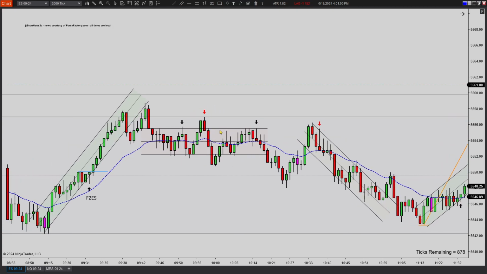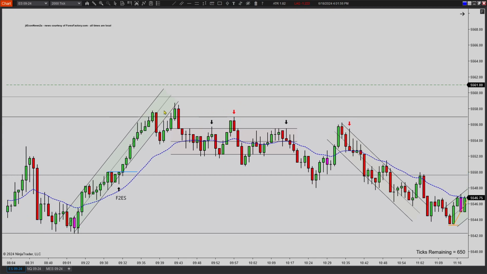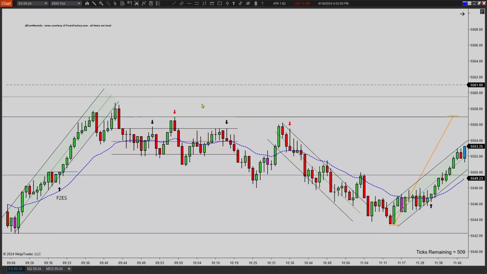Overall though, I think this is hard to read, so if you miss this, I don't blame you. This took me a second to realize, and you really have to sit here and understand and be focused on what's happening. Nonetheless, we get a first entry, second entry short, and it goes higher, fails. You get a nice lower high here.